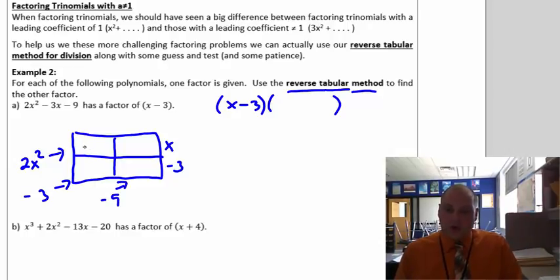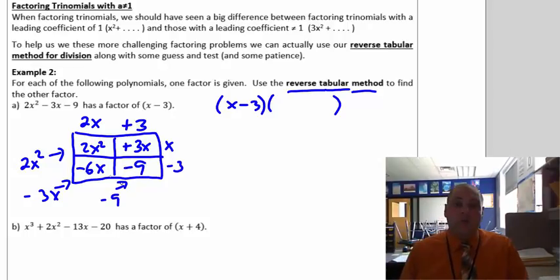Okay, so 2x squared has to be in the box right there. So what needs to be up here? Well, I already have an x here. This needs to be 2x. Okay, so if that's 2x and that's negative 3, I know it's negative 6x here. I know this diagonal needs to add up to negative 3x. So this must be positive 3x. And if that's positive 3x, this must be positive 3. And then 3 times negative 3 is negative 9, and my puzzle works.